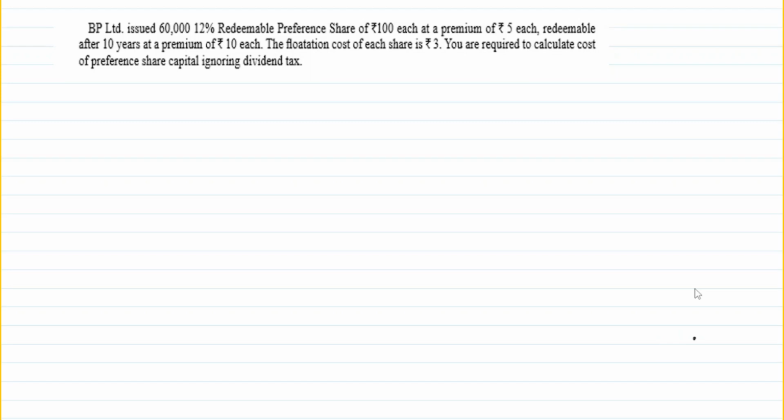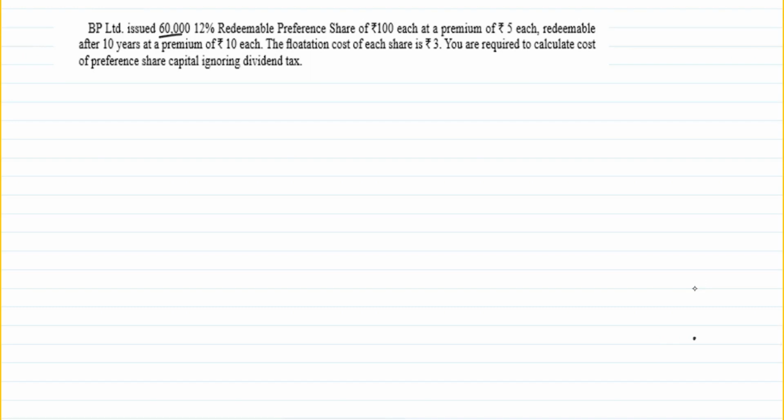The first question says that BP Limited issued 60,000 12% redeemable preference shares of rupees 100 each at a premium of rupees 5 each, redeemable after 10 years at a premium of rupees 10 each. The flotation cost of each share is rupees 3. You are required to calculate cost of preference share capital ignoring dividend tax. Since the number of preference shares is given to you, this number is immaterial because it doesn't make a difference. So we'll do it directly.